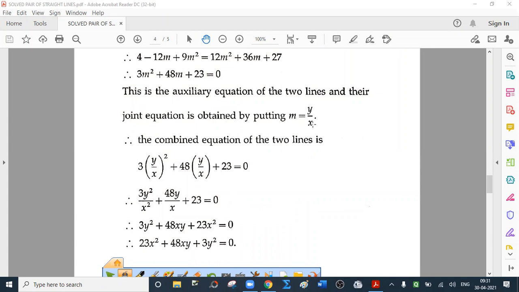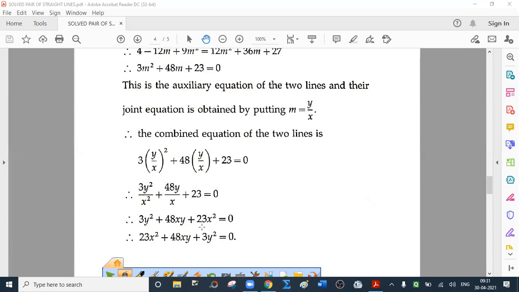by x. Why? If somebody asks you, you should be able to give the answer. Line through origin is always y equal to mx, where m is the slope. So m is nothing but y by x. So replace m by y by x. Again simplify to get final answer as 23x square plus 48xy plus 3y square equal to 0.